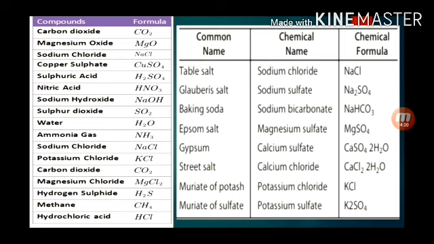And the second last example is methane, CH4. What is the ratio of carbon and hydrogen? 1:4. And what is the atomicity? 5. So these are the examples of compounds and their formulas.